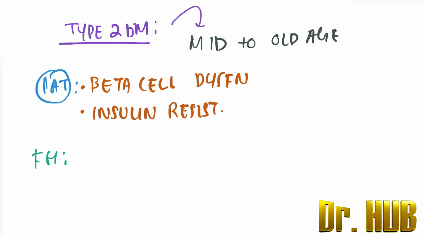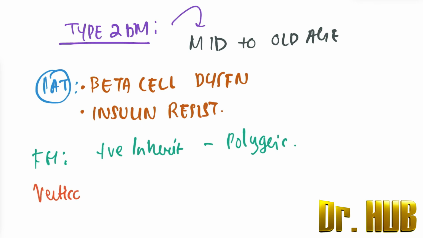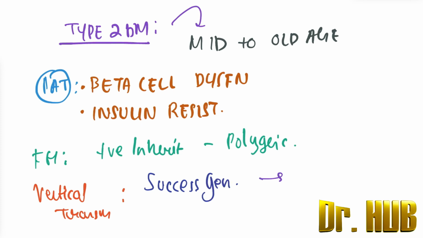Under the family history, there is positive inheritance and it is polygenic. Next, there is vertical transmission present. This vertical transmission is through successive generations. This is not essential for the diagnosis.